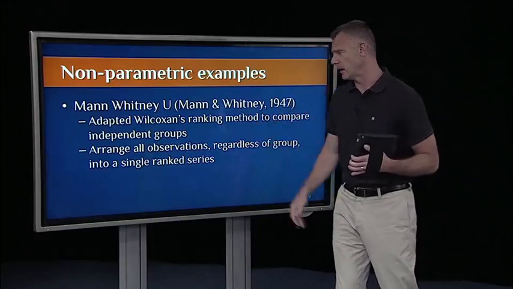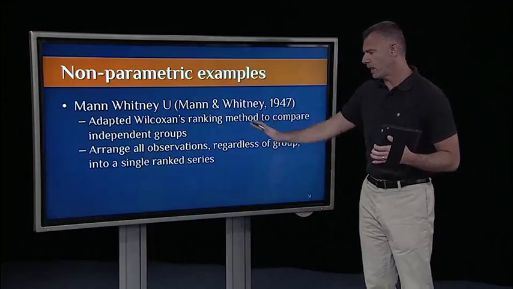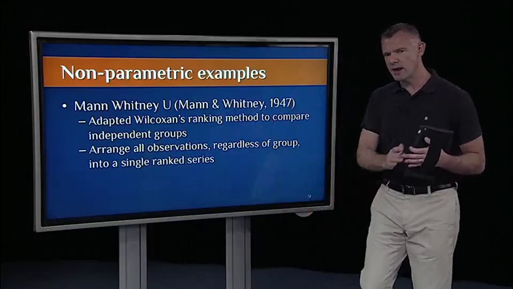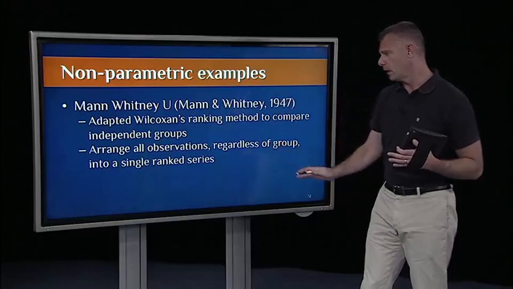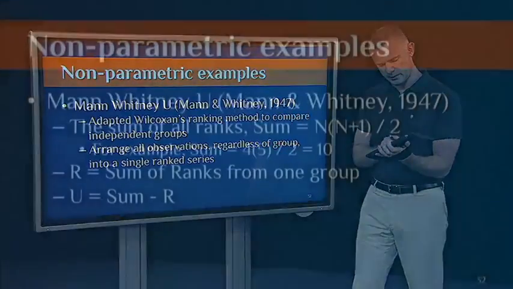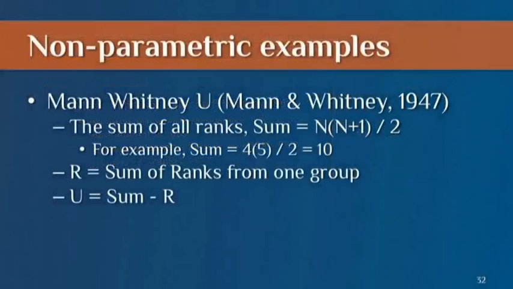the Mann-Whitney U-test. And the key to this test is you just arrange all your observations, regardless of group, into a single ranked series. And keep in mind that the sum of all the ranks is going to be equal to the total number of observations times the total number of observations plus 1 divided by 2. So again, that's why I'm doing this on a small scale rather than the whole wine rating example.